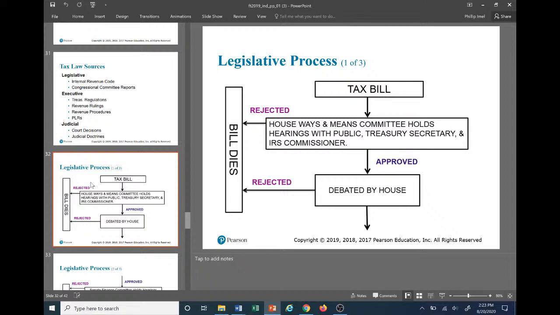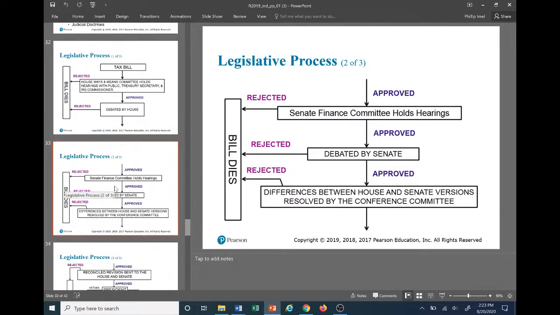The first place it goes is the House Ways and Means Committee, in which they hold a hearing with the public, the Treasury Secretary, and the IRS Commissioner. From that point, if it's rejected, the bill dies. If the House Ways and Means Committee approves it, then it's sent to the House, and it's debated there. If the House rejects it, once again, it dies. If the House passes it, then it goes to the Senate Finance Committee.